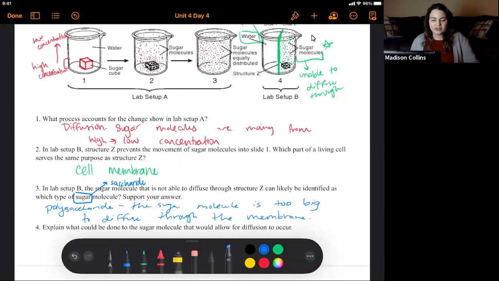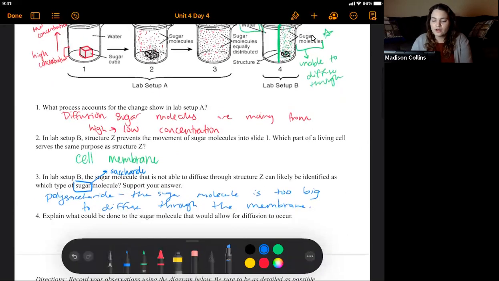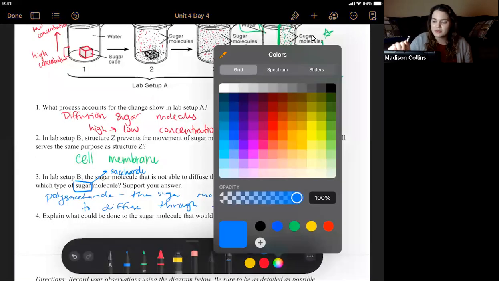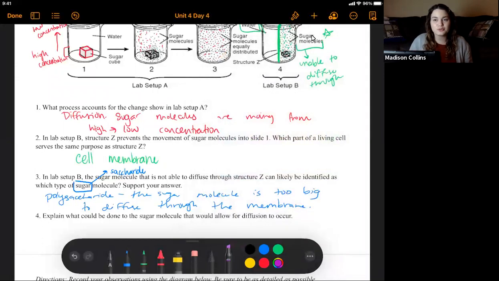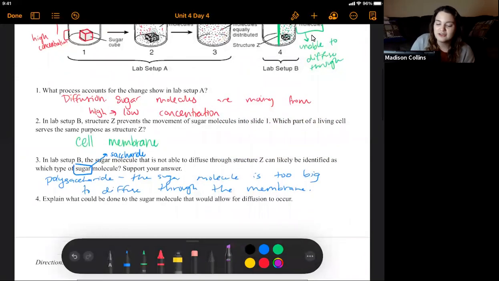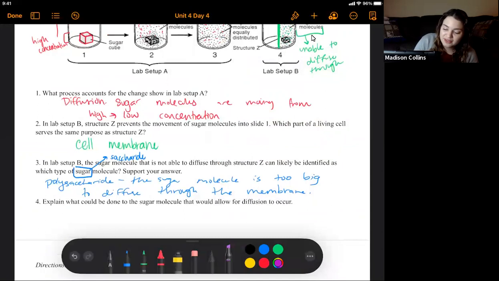Okay. And finally, question number 4 says, explain what could be done to this sugar molecule that would allow for diffusion to occur. So we're dealing with a polysaccharide. It's a long chain of sugar molecules. It's too big to diffuse through that membrane. So if you think back to unit 3, what's something that had to happen to big molecules in order for them to pass through the membrane? Right? Question number 4, the answer is it has to be digested or broken down.